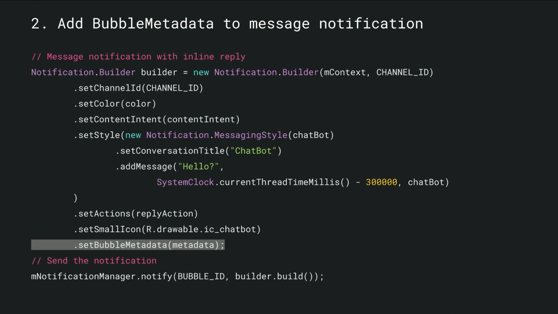Then you attach this metadata object to your notification. So you build a notification as you normally would, and then you just do that one call, set bubble metadata on it, and then use notification manager to send the notification.